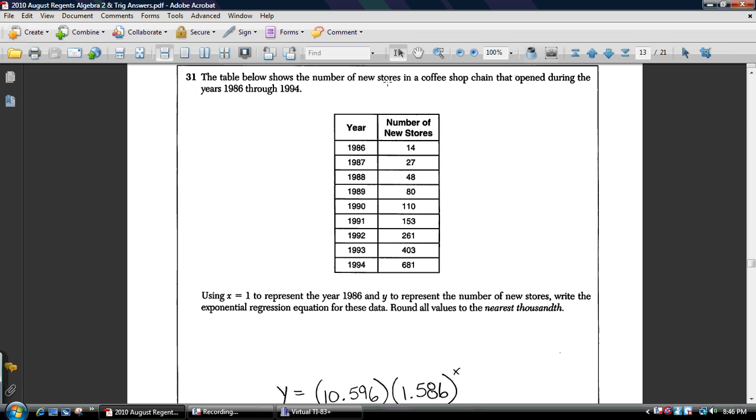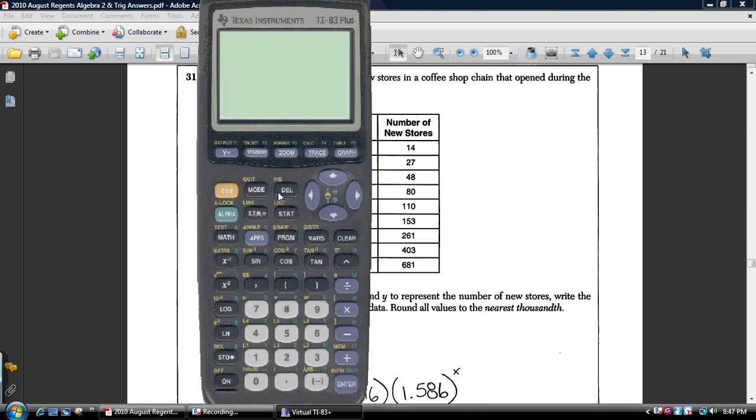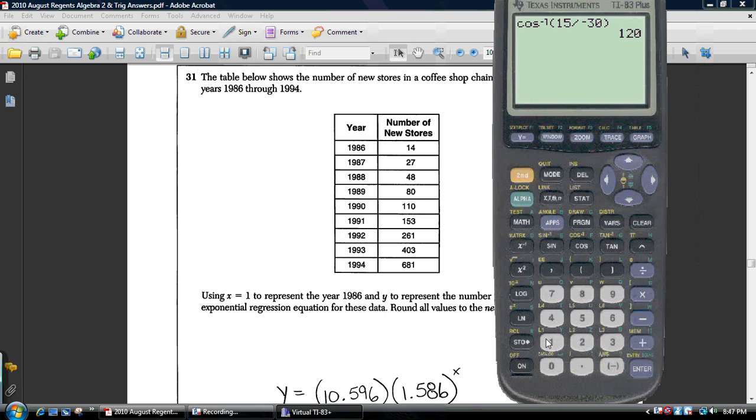The table below shows the number of new stores in a coffee shop chain that opened during the years 1986 through 94. Using x equals 1 to represent the year, so this is going to be 1, this is going to be 2, this is going to be 3, 4, 5, 6, 7, 8, 9. And y to represent the number of new stores. Write the exponential regression. Okay, so here's what we're going to do. This one requires your calculator. Grab your calculator. This is a statistics question. We have to enter all the data into a list. We're going to enter 1 for 1986 because that's what it says to do.